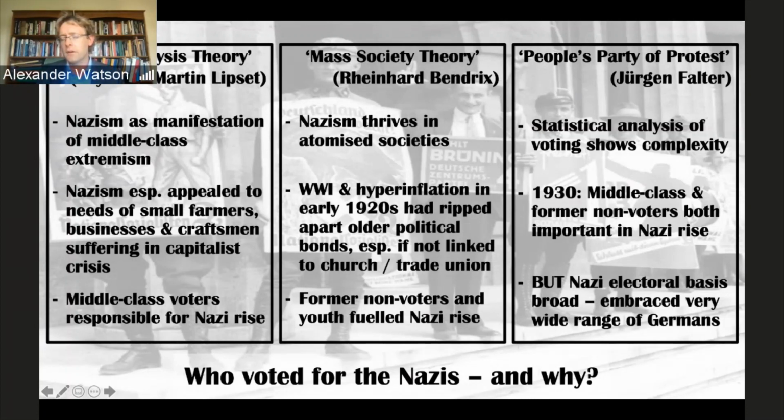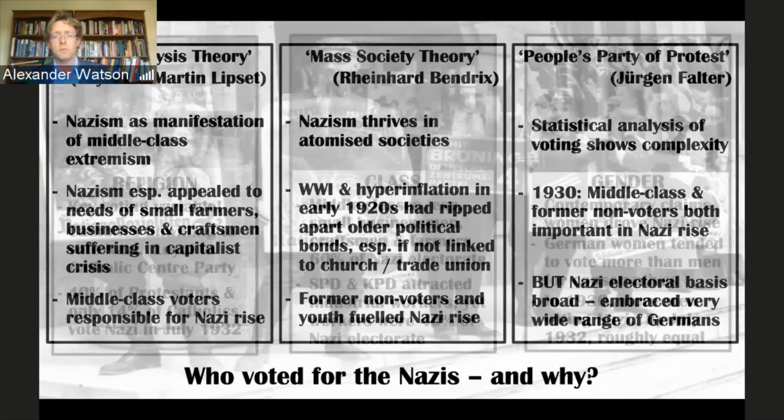But he goes beyond this and argues that, in fact, the electoral coalition that was instrumental in bringing the Nazis to power was much broader than simply the middle classes or non-voters, and that it embraced a very wide range of Germans. It took Germans from all sorts of different walks of life in different parts of Germany, to the point at which he talks about the Nazi movement as being a people's party of protest. The very first party in Weimar Germany which was able to mobilise across class and other divisions within Germany.